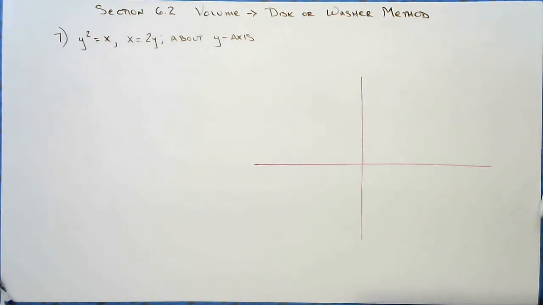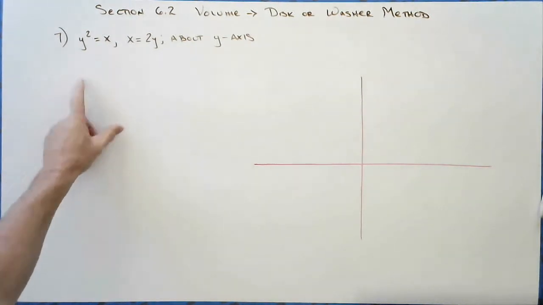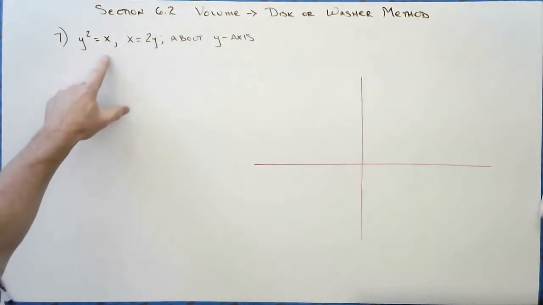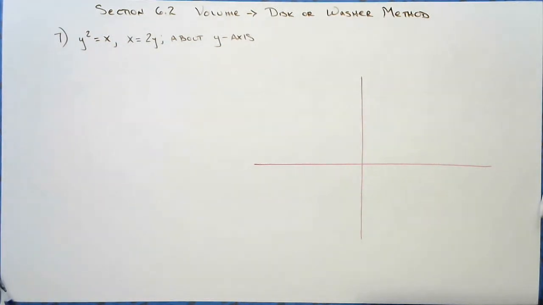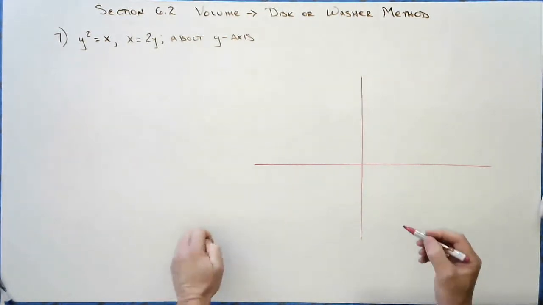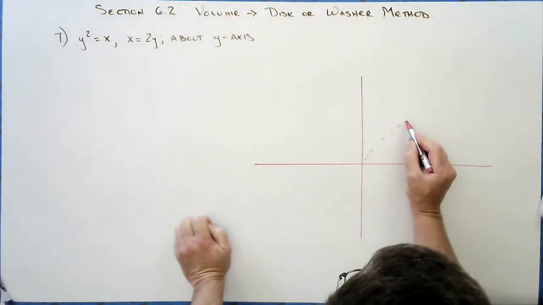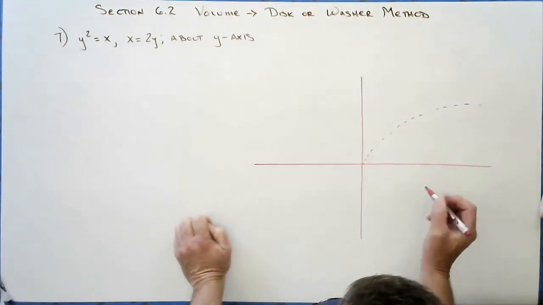So we have x equals y squared. That's a parabola, our sideways facing parabola. If you want to change this, of course, this is y equals the square root of x, but that's only the top half. So right now we have x equals y squared, which is a parabola that goes like this.